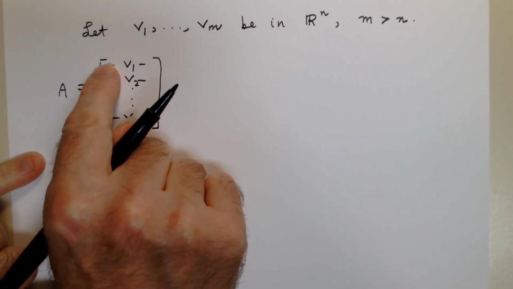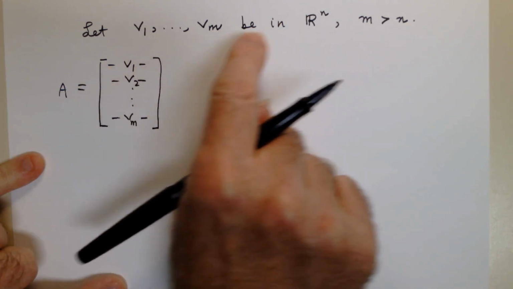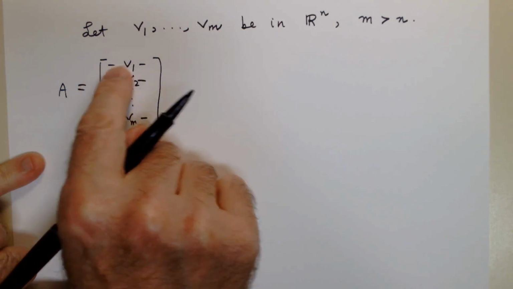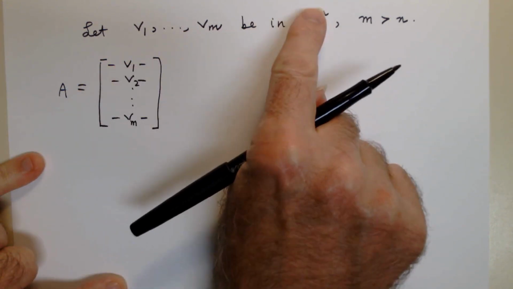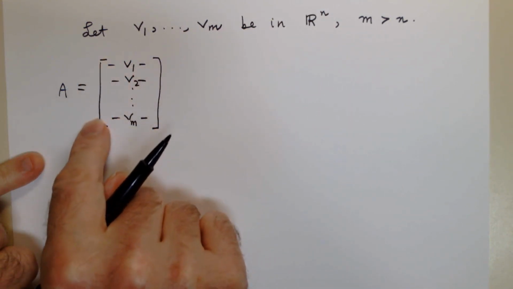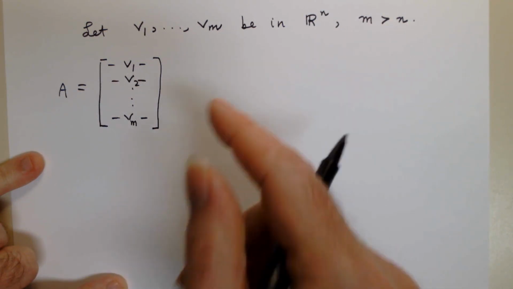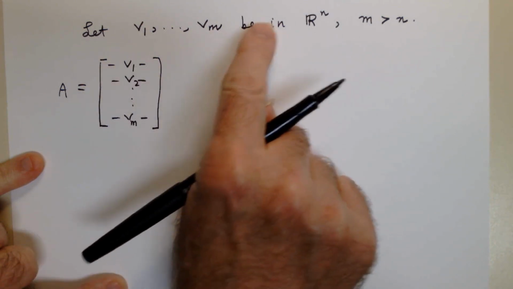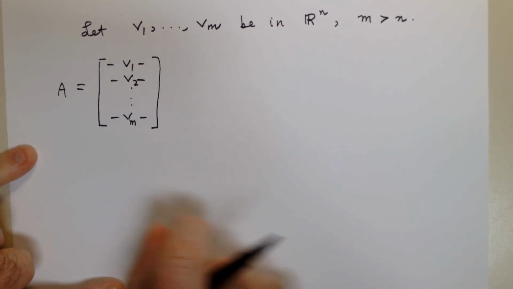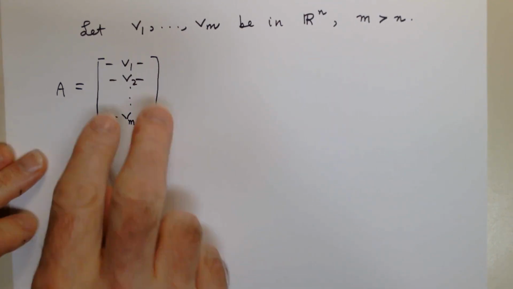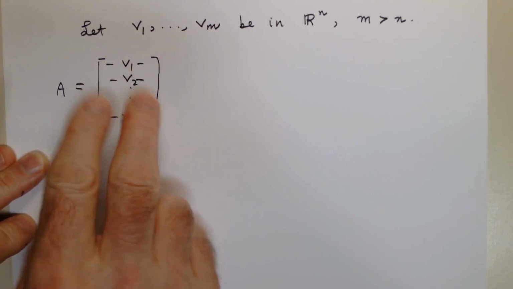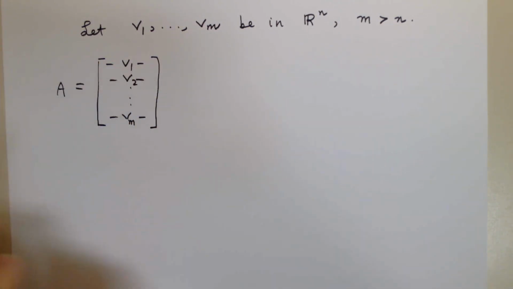So the number of columns corresponds to how many components this vector v1 has, and that's n. And the number of rows is given by the number of vectors I have in my collection. And we're told that that's more than the dimension of the Euclidean space. So our matrix is typically going to be taller than it is wide, right? That's what that condition is telling us.